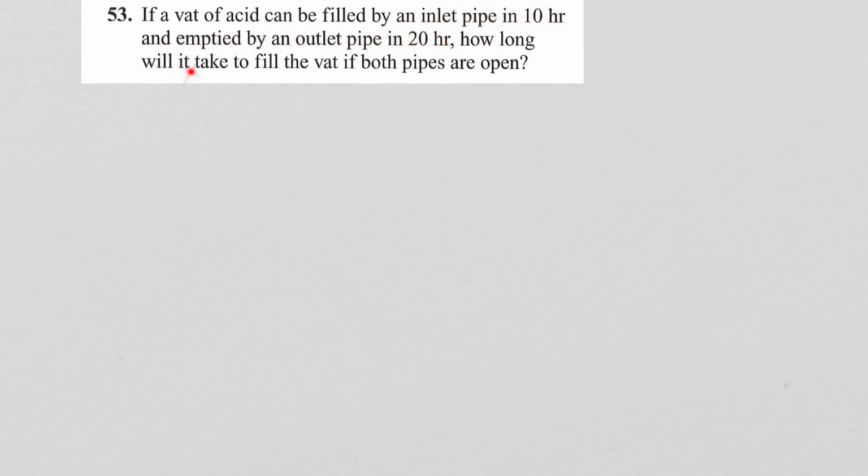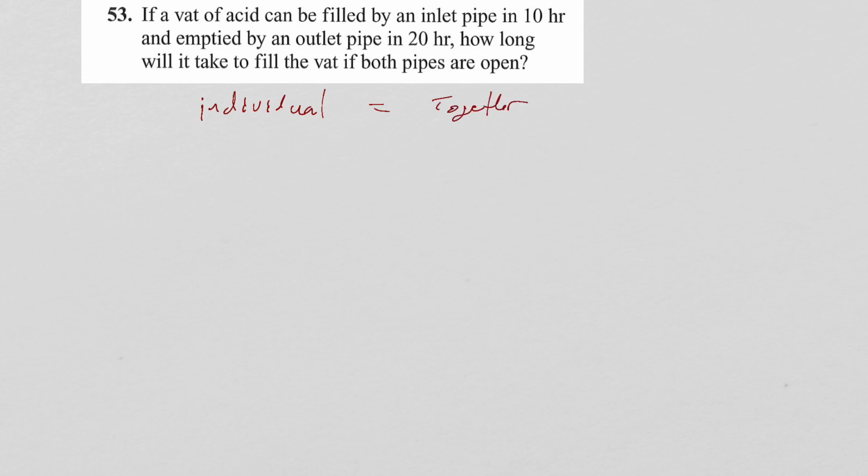Okay, a vat of acid can be filled by an inlet in 10 hours and emptied by an outlet in 20 hours. How long would it take them if they were working together? So again, this is a work rate. So we have our individual stuff on one side and our together stuff on the other side.